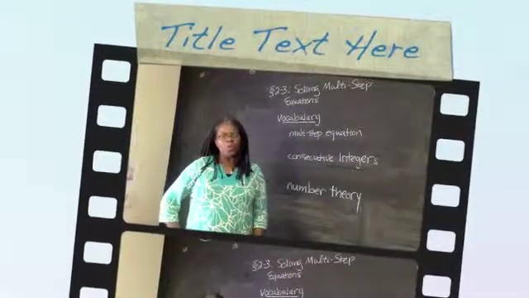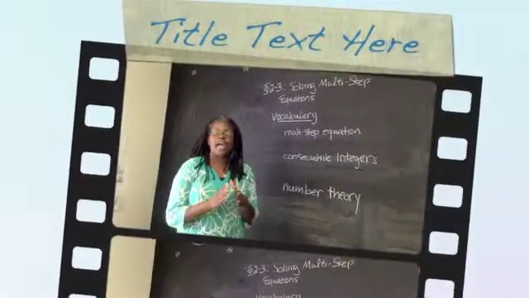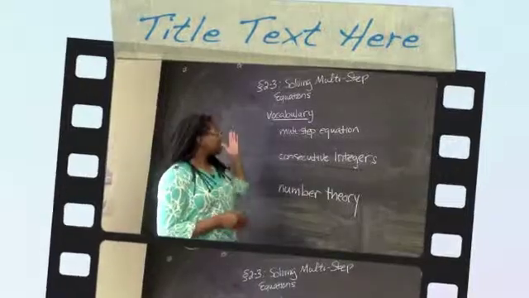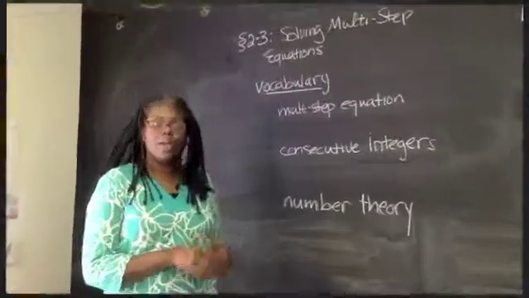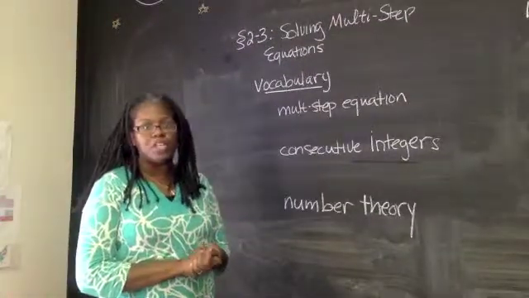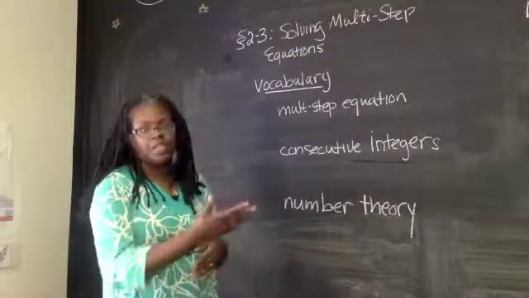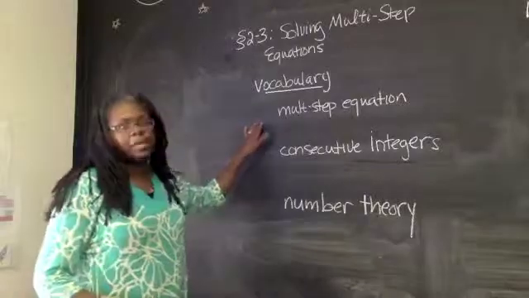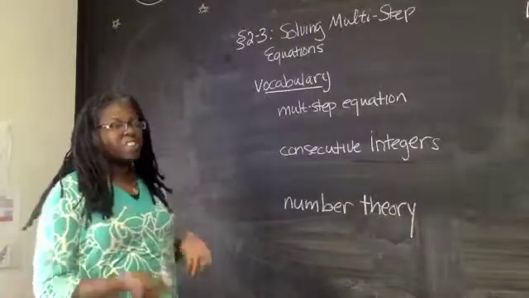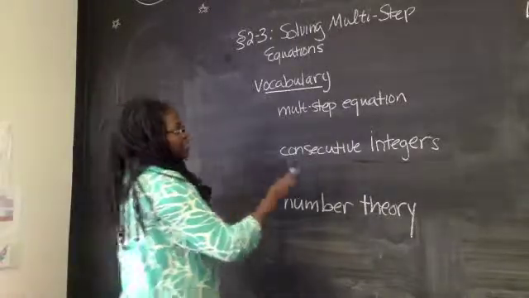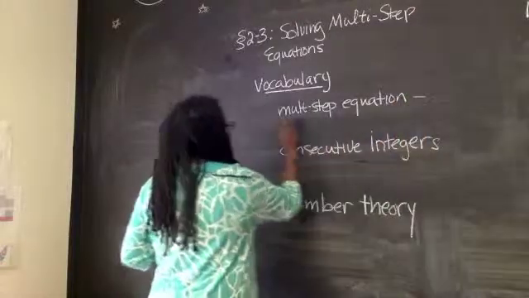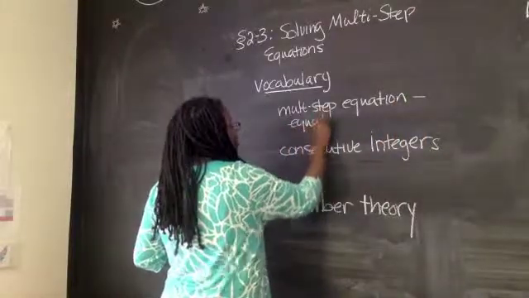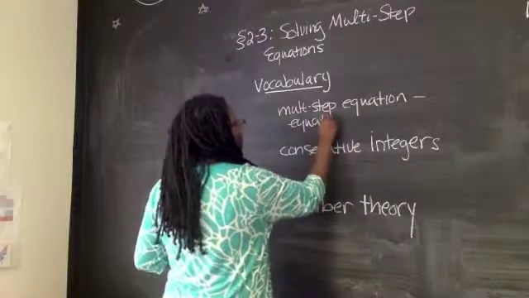Hey class, what we're going to be working on today is Chapter 2, Section 3, Solving Multi-Step Equations. We only have 3 vocabulary words, so let's turn our attention to those so we can do the following examples. The first vocabulary term is a multi-step equation, and the definition of it is pretty much what you think. Multi-step equations are equations that take more than one step to solve.